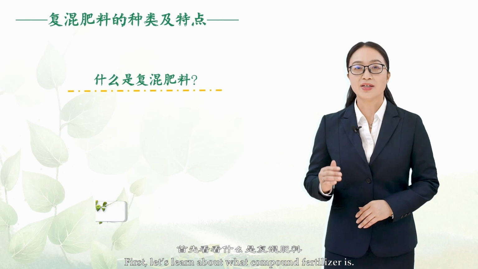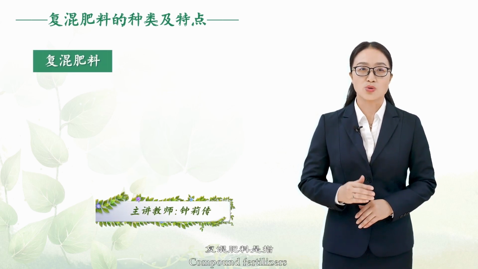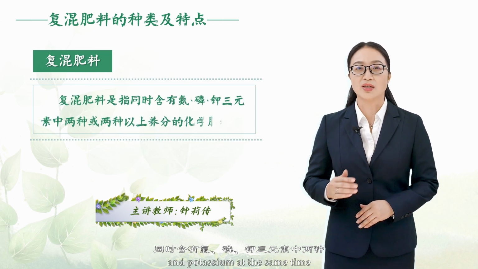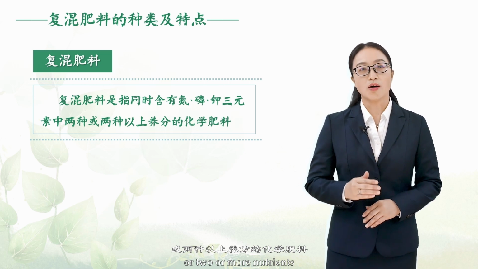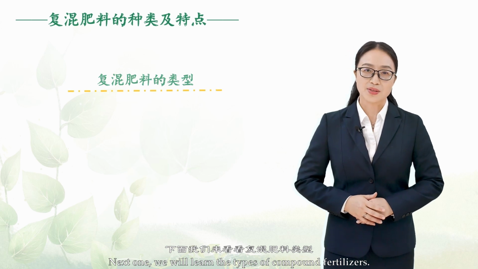First, let's learn about what compound fertilizer is. Compound fertilizers contain two of the three elements of nitrogen, phosphorus, and potassium at the same time, or two or more nutrients. Next, we will learn the types of compound fertilizers.